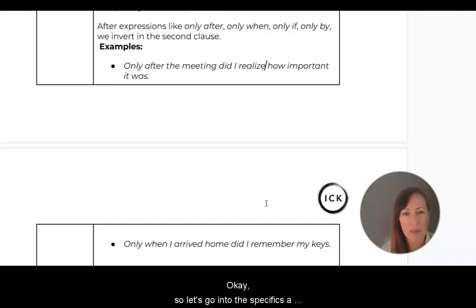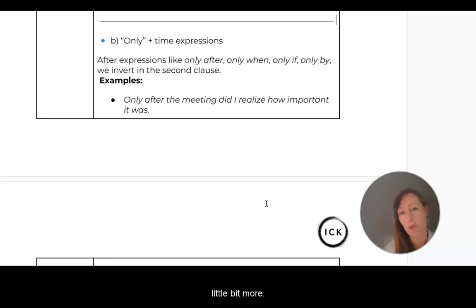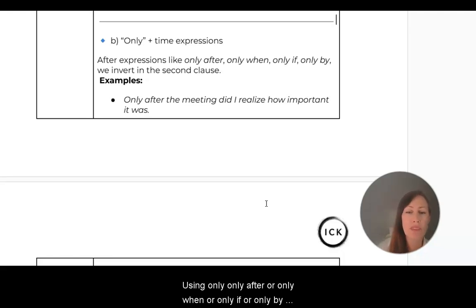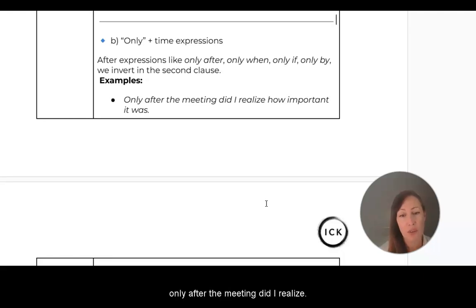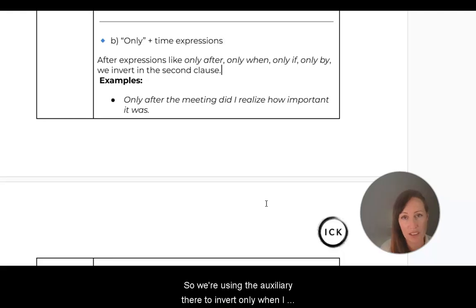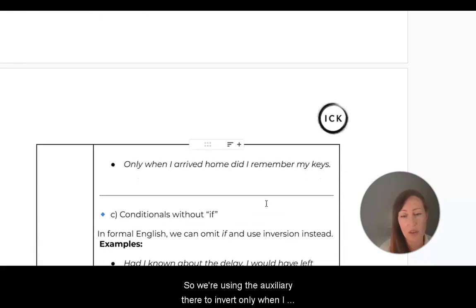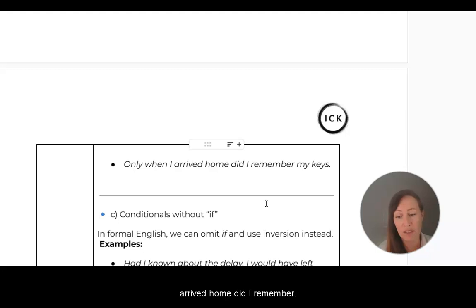Okay. So let's go into the specifics a little bit more, using only after, or only when, or only if, or only by. Only after the meeting did I realize. So we're using the auxiliary there to invert. Only when I arrived home did I remember. Okay.